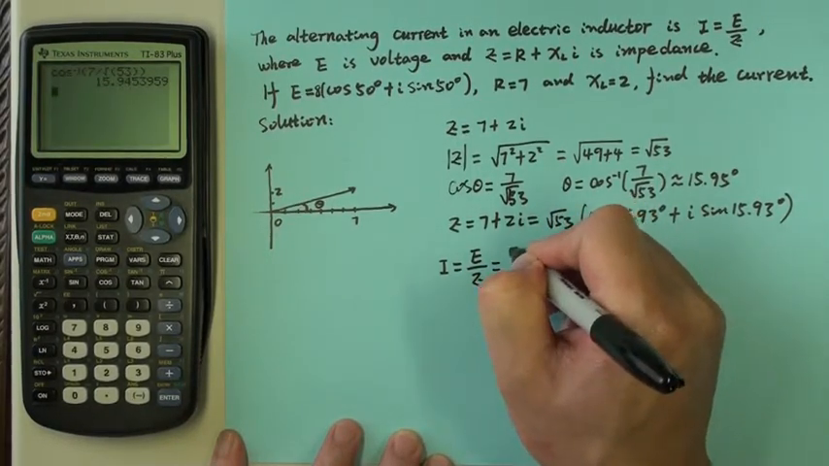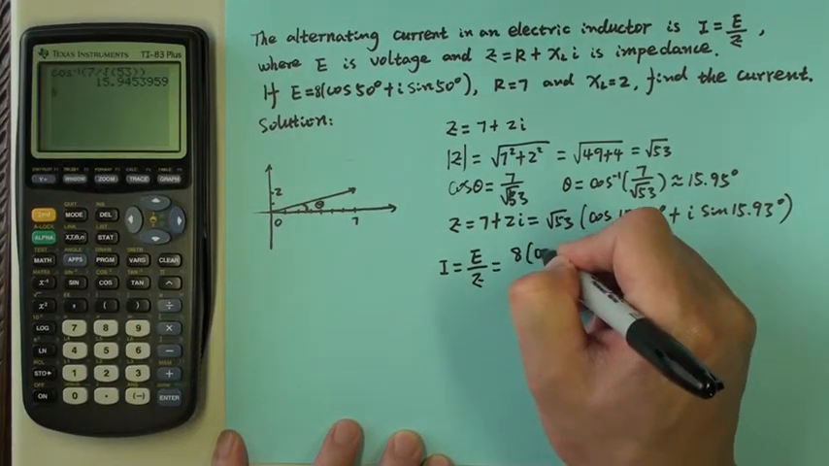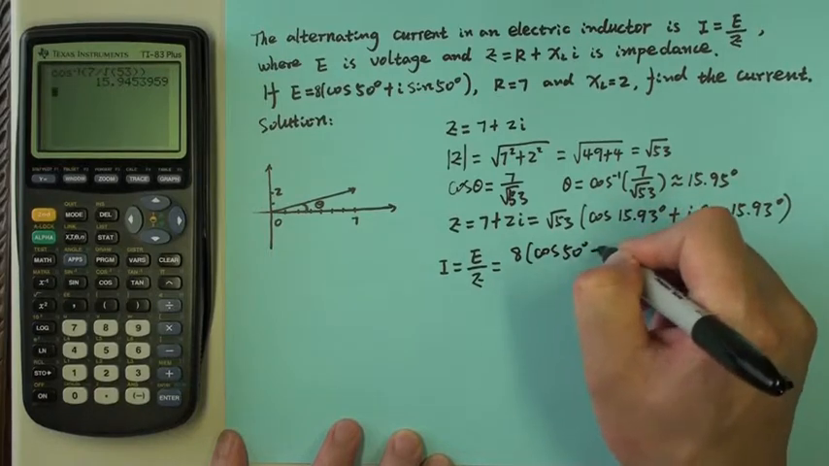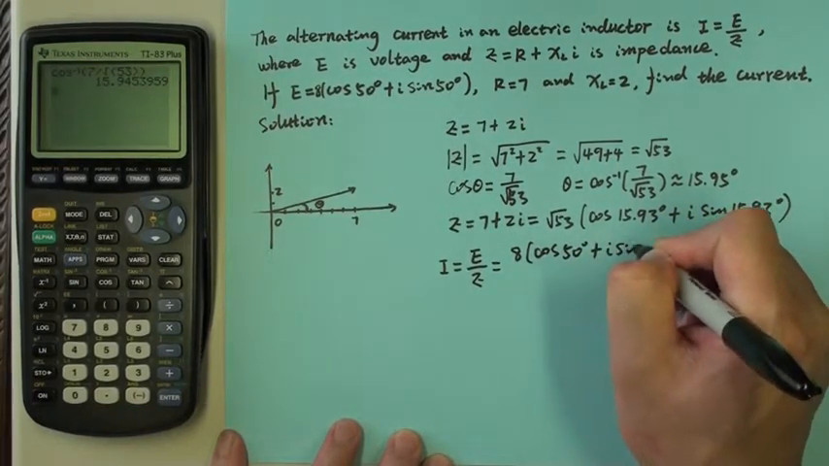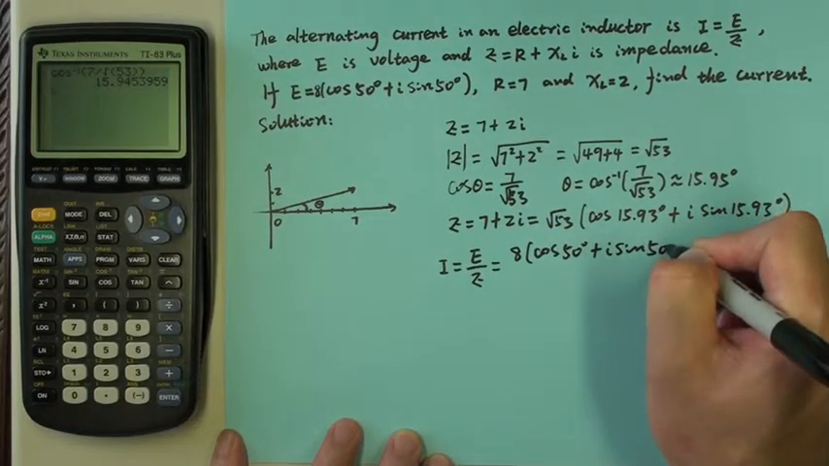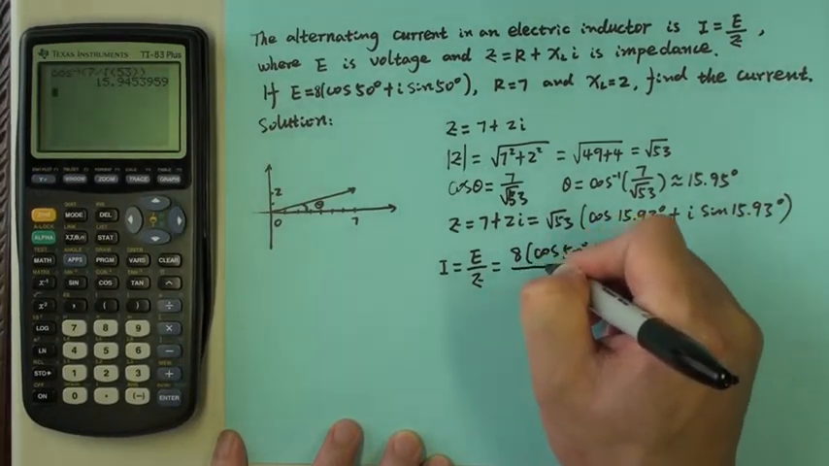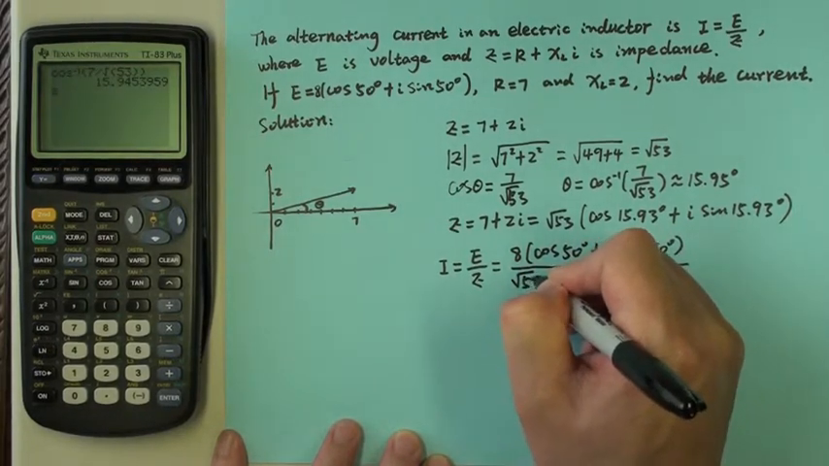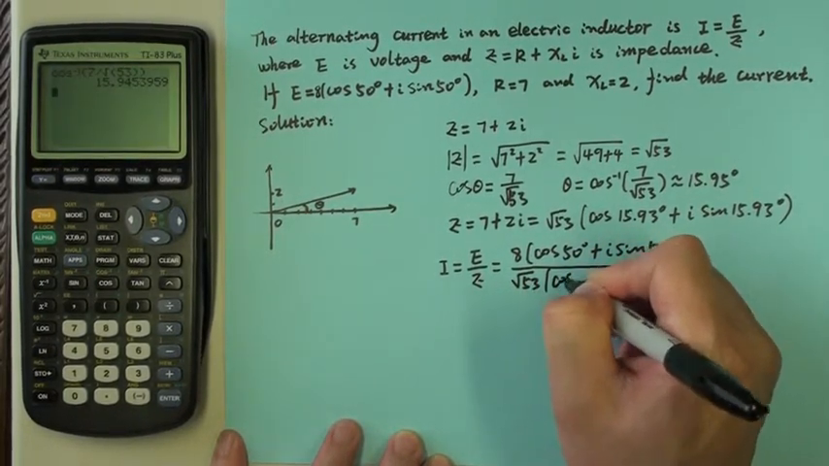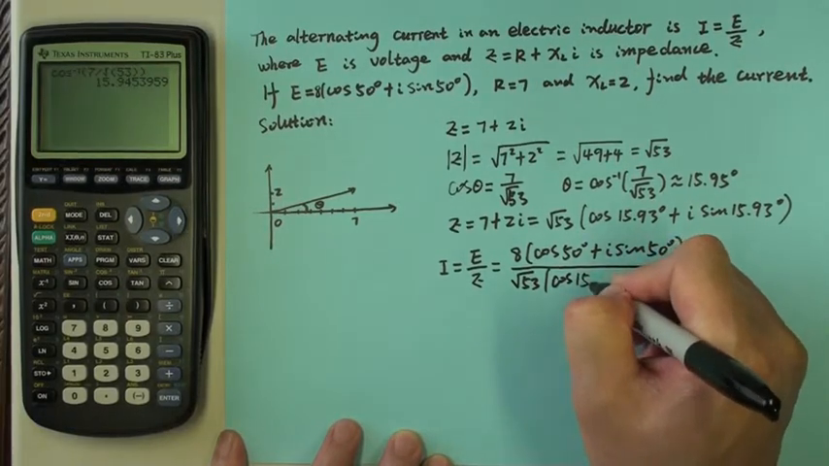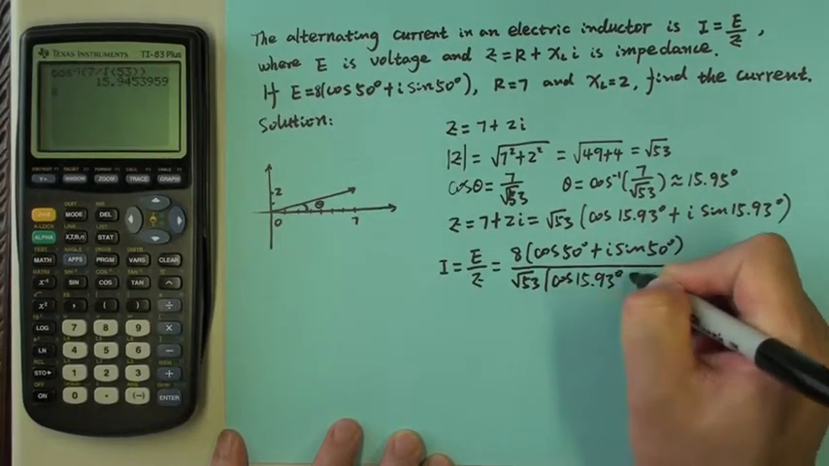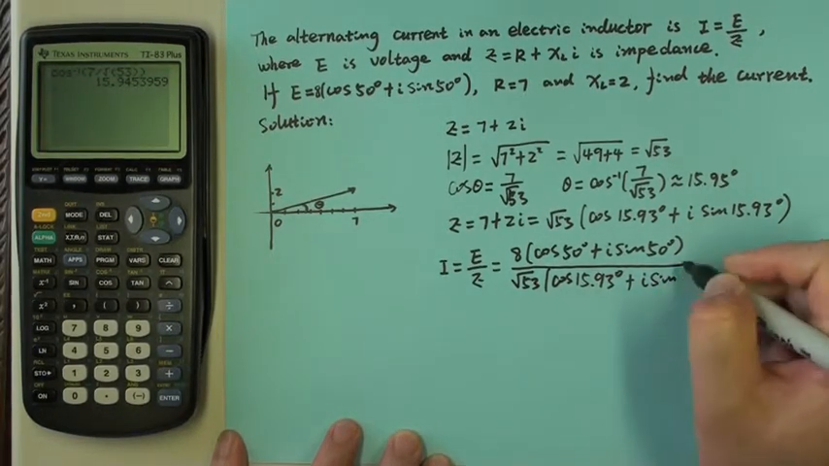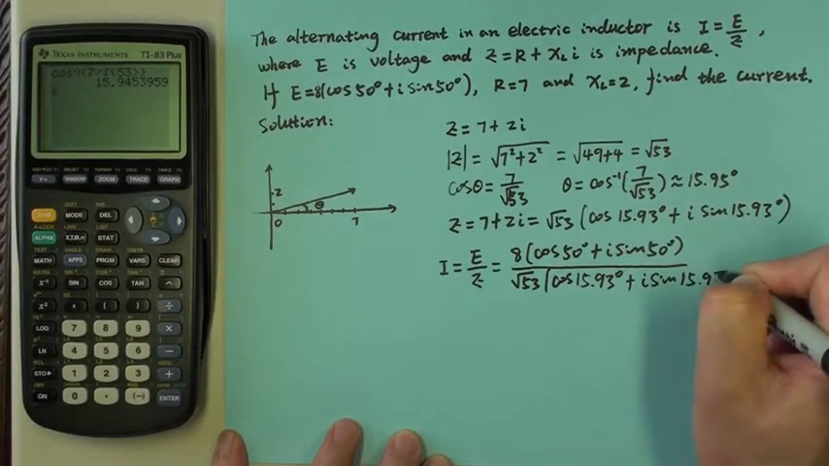E upstairs is 8 times cosine 50 degrees plus i sine 50 degrees. And downstairs is radical 53 times cosine 15.95 degrees plus i sine 15.95 degrees.